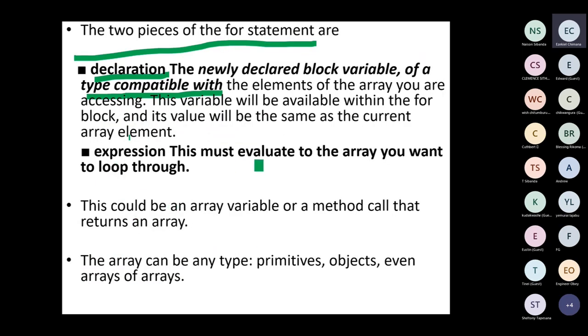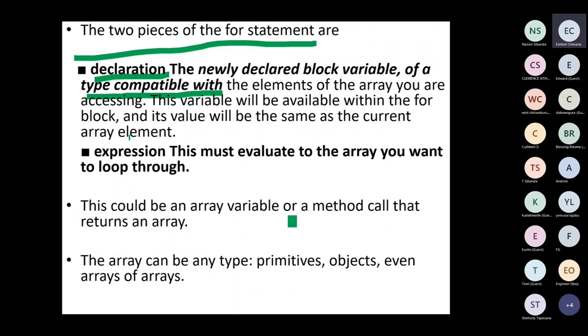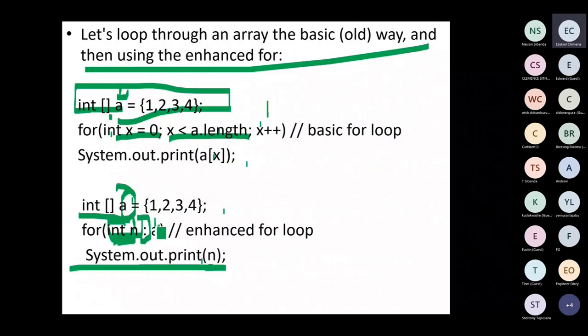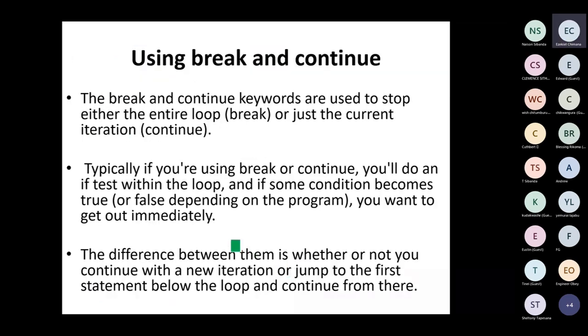So the expression must evaluate to the array you want to loop through. For the expression, we will actually put the array itself here. This could be an array variable or a method call that returns an array. So here you can either put the actual array, or you can put a method that returns an array, so that we will have an array to loop through. The array can be of any type: primitives, objects, even arrays of arrays. You can put multi-dimensional arrays or any array of objects or of primitive types. So this is all about the enhanced for loop.